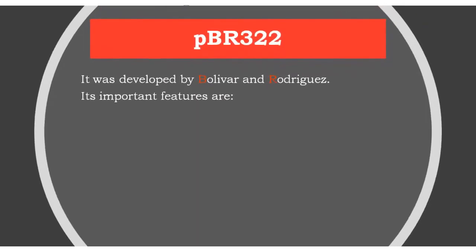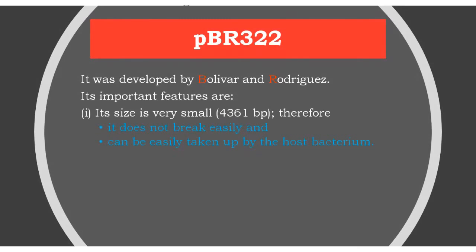The features, as we discussed, the ideal features. So let's look at whether those features are present in PBR322 or not. First feature, the size is relatively very small: 4,361 base pairs, 4.3 kbp, kilo base pairs. The advantage of this small size is that it does not break easily and can be easily taken up by the host bacterium.